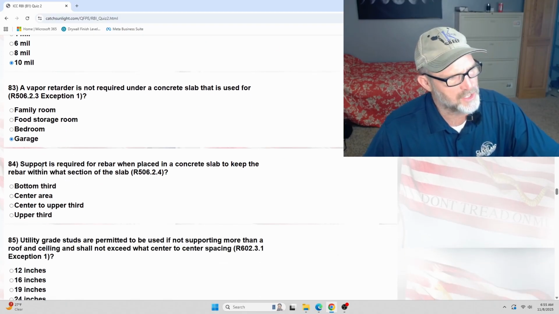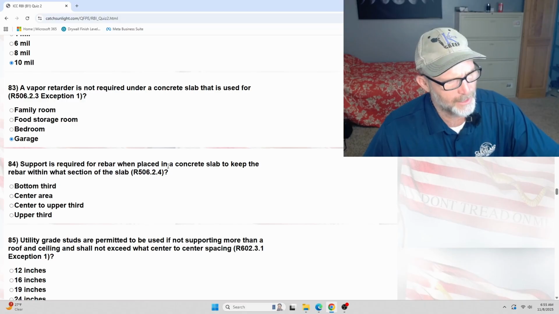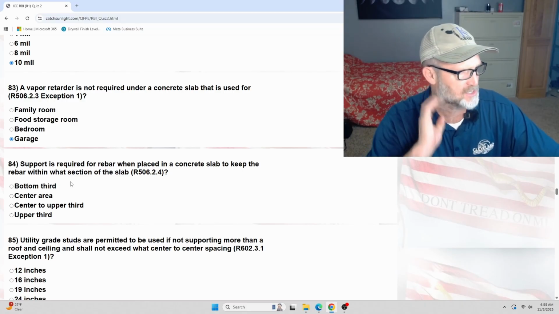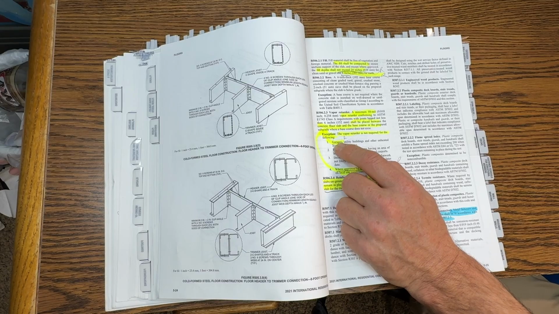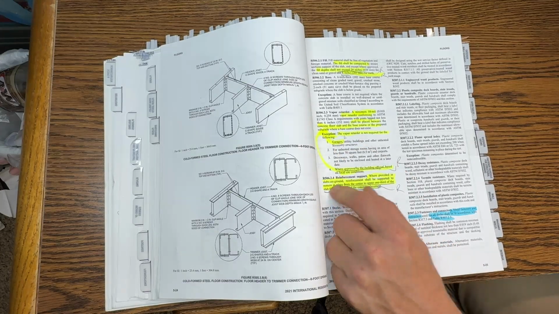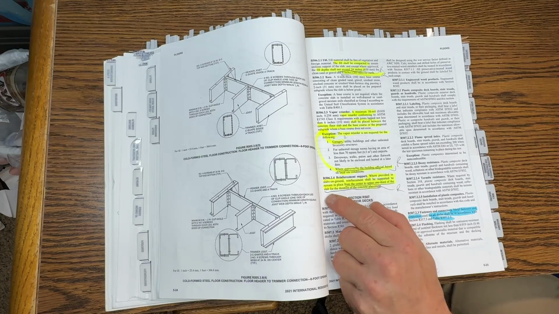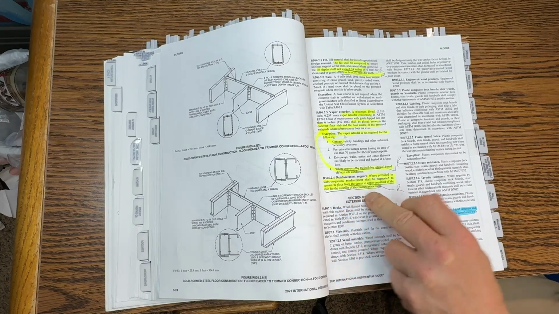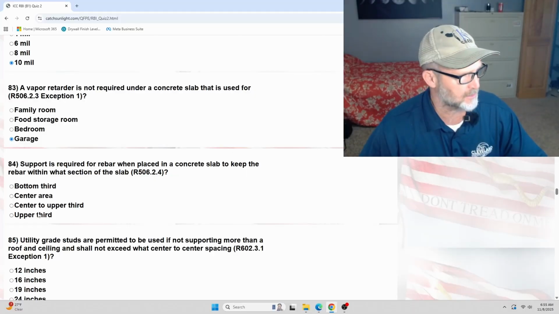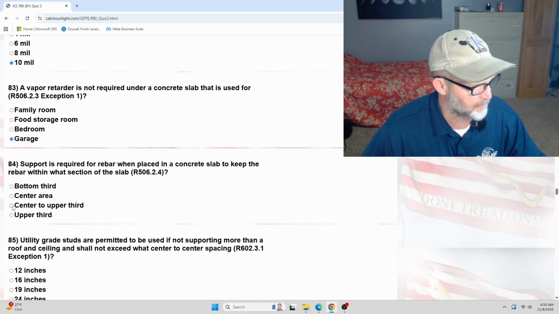All right, 84. Support is required for rebar when placed in a concrete slab to keep the rebar within what section of the slab? R506.2.4. 506.2.4 says it needs to be from the center to the upper third of the slab for the duration of concrete placement. That's the answer. So centered upper third, excuse me.